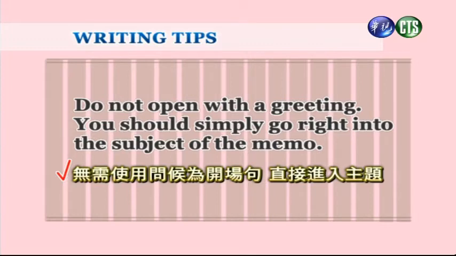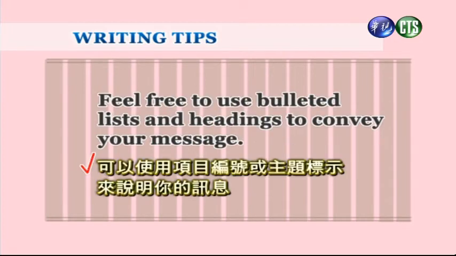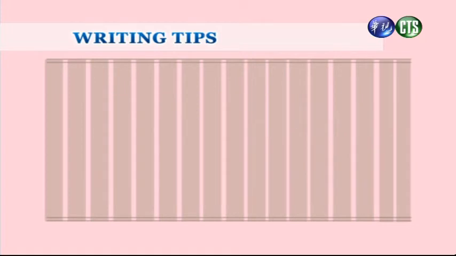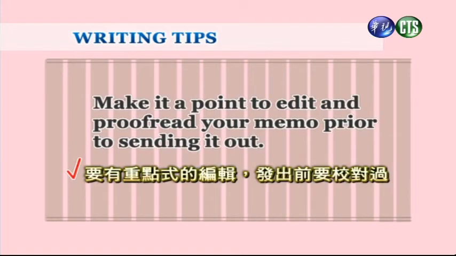You should simply go right into the subject of the memo. 这是很重要的，你就要直接进入到 memo 的重点，不需要再有问候语。再来一个 You feel free to use bulleted lists and headings to convey your message. 你可以使用项目编号或者是主题标示来标明你的讯息。Next, you make it a point to edit and proofread your memo prior to send it out.